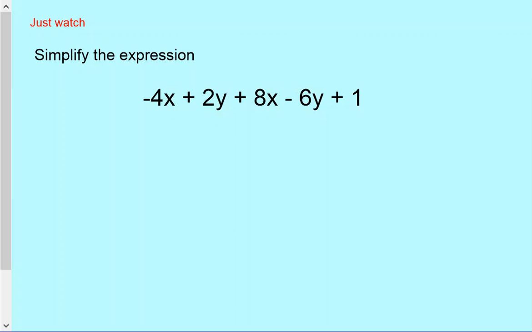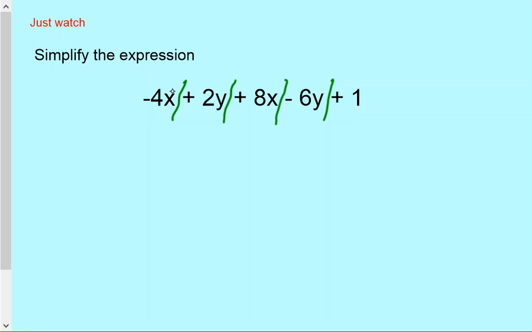All right. On this slide, I would like you to just watch. I'm going to go ahead and simplify the following expression. We have negative 4x plus 2y plus 8x minus 6y plus 1. Now I know it looks like there's a lot of information here, but if we separate it out, it will help us stay organized. So I'm going to do that here, and then I'm going to go back through and combine any like terms.